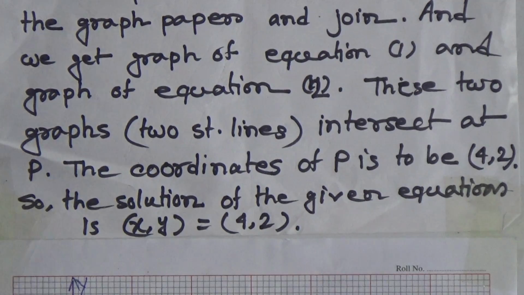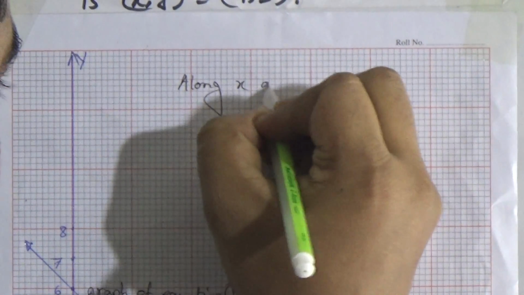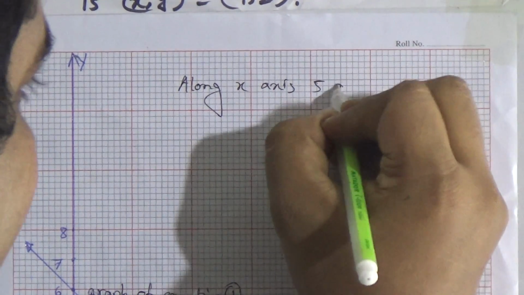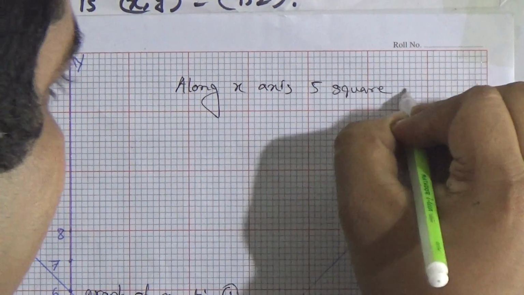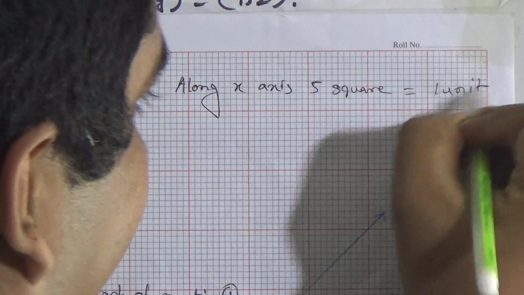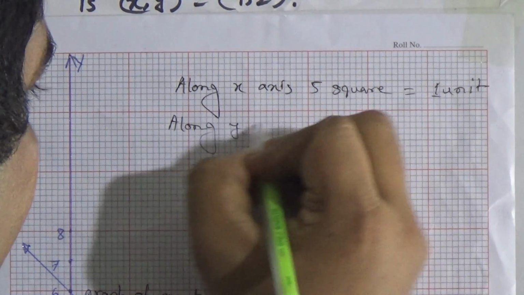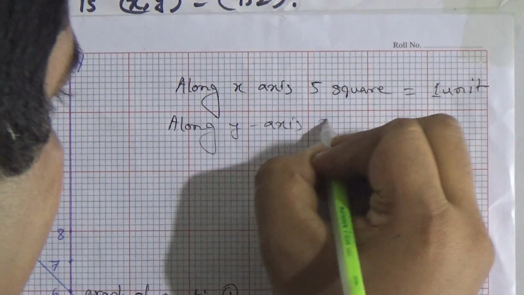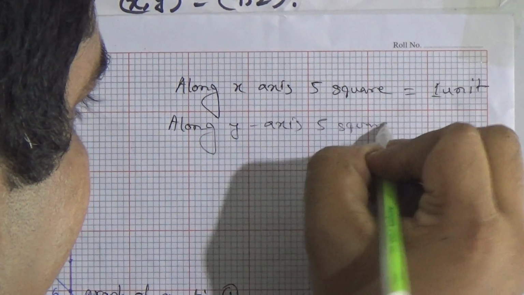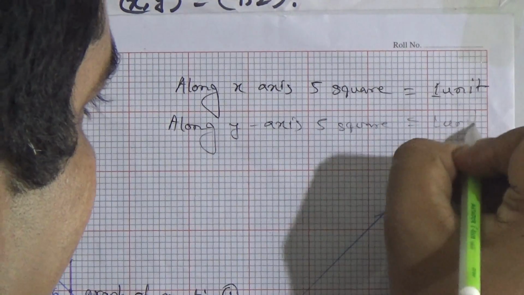So my dear student, here you must write along the x axis 5 squares equal to 1 unit. Okay, along the y axis 5 squares equal to 1 unit.